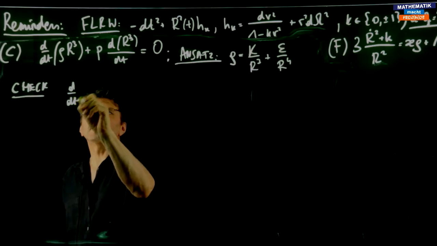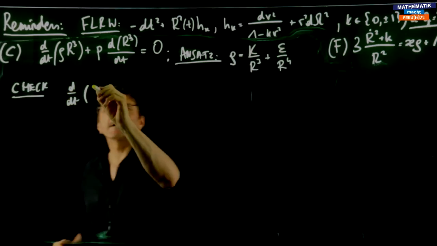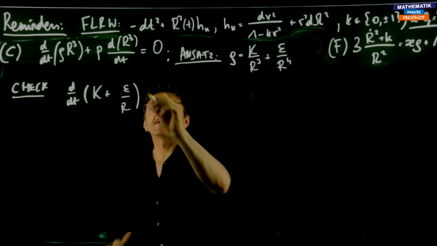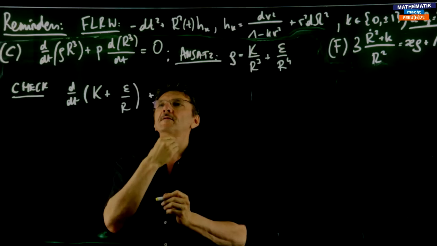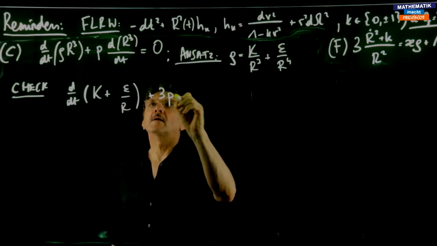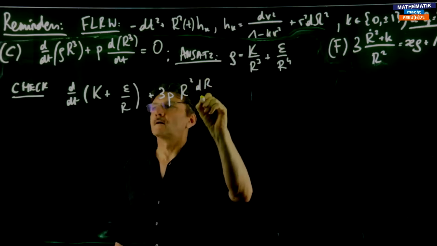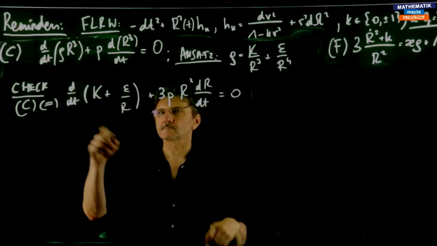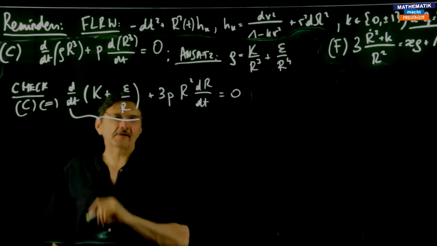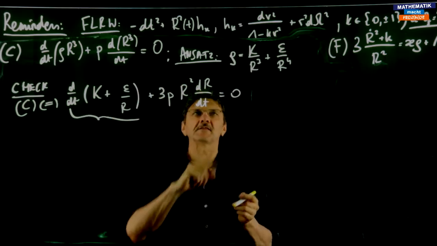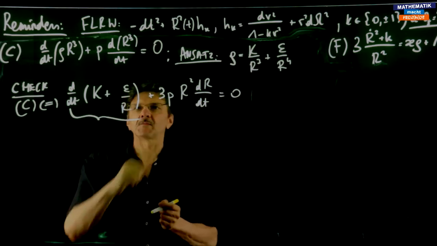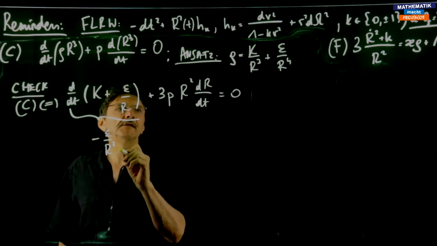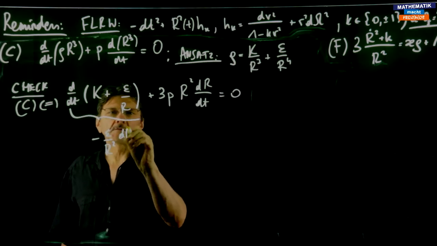So we have d over dt of rho R cubed, which is k plus epsilon over R, plus p times 3 R squared dR over dt equals 0. So this is C, right? So C is equivalent to this one. Let's see. k is a constant, so this goes away. That's nothing astonishing; we've already seen that this part solved the equation with p equals zero. But other than that, we get minus epsilon over R squared dR over dt from here.